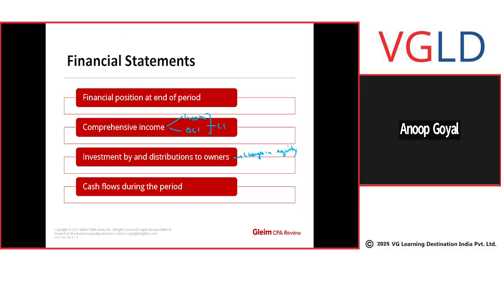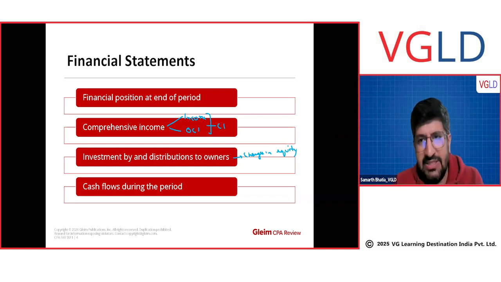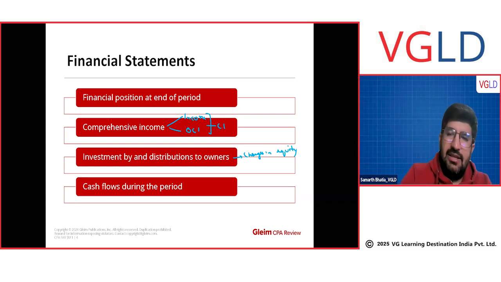Samarth, what is the difference between comprehensive income statement and P&L statement, or are both the same? See, comprehensive income is inclusive of two things: net income and other comprehensive income. Net income is calculated in the income statement, and comprehensive income usually includes the net income as well as the other comprehensive income.